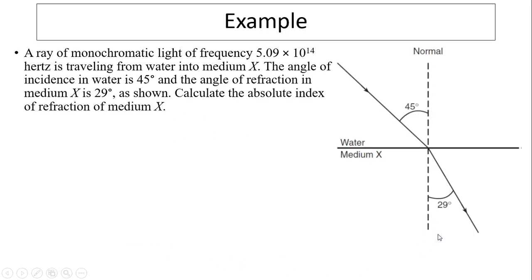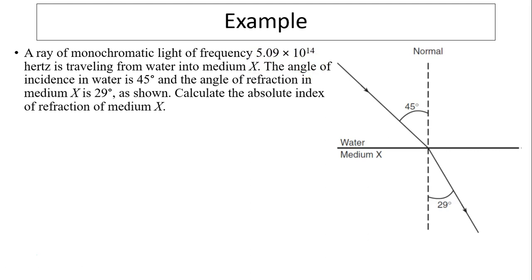Let's take a look at our first example. A ray of monochromatic light of frequency 5.09 times 10 to the 14 Hertz is traveling from water into medium X. The angle of incidence in water is 45 degrees, and the angle of refraction in medium X is 29 degrees. Calculate the absolute index of refraction of medium X. The frequency of the light is 5.09 times 10 to the 14 Hertz. You don't really need this for calculation. Basically, this is the frequency of a yellow light.